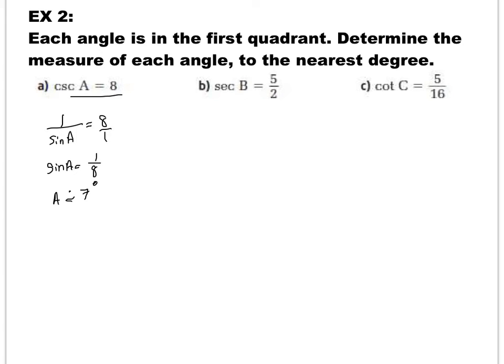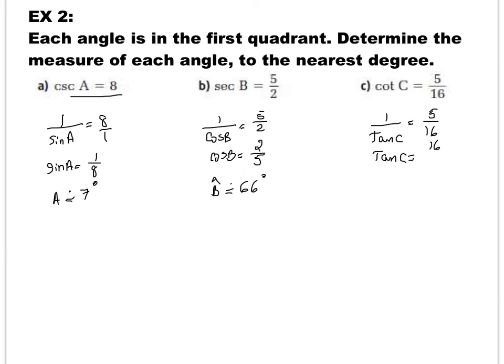The next question, secant B, which is 1 over cos B, is equal to 5 over 2. So cos B is 2 over 5. Again, using the calculator, we will find that B is approximately 66 degrees. And the last one, cotan C, which is 1 over tan C, is equal to 5 over 16, or tan C is 16 over 5. If we use the calculator, C is approximately 73 degrees.